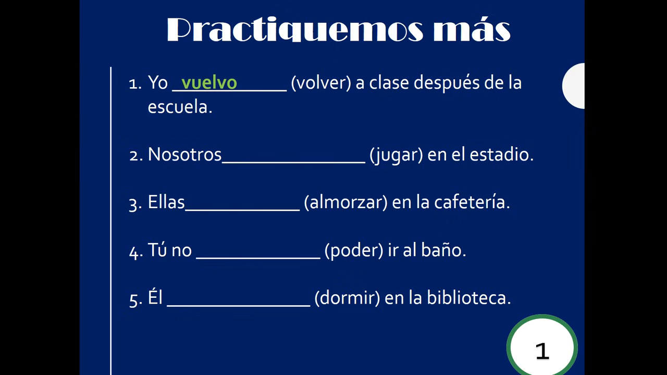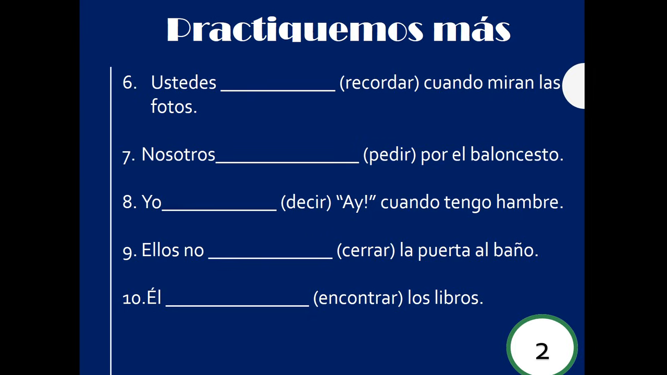Yo vuelvo a clase después de la escuela. Nosotros jugamos en el estadio. Ellas almuerzan en la cafetería. Tú no puedes ir al baño. Él duerme en la biblioteca. Seis. Ustedes recuerdan cuando miran las fotos. Nosotros pedimos por el baloncesto. Again, nosotros no. That's why there's no stem changers.